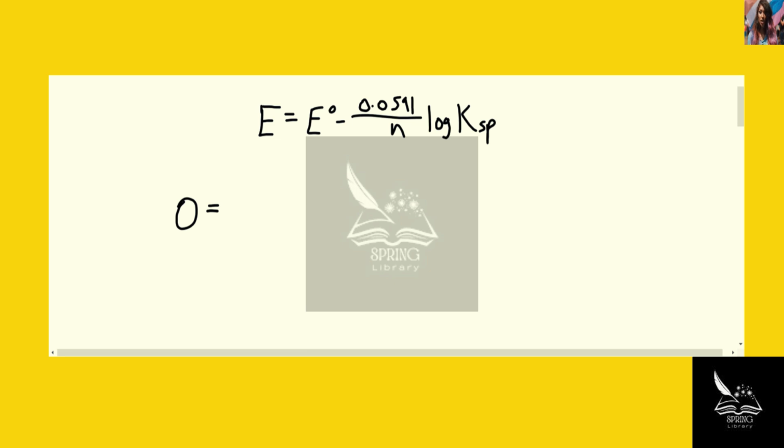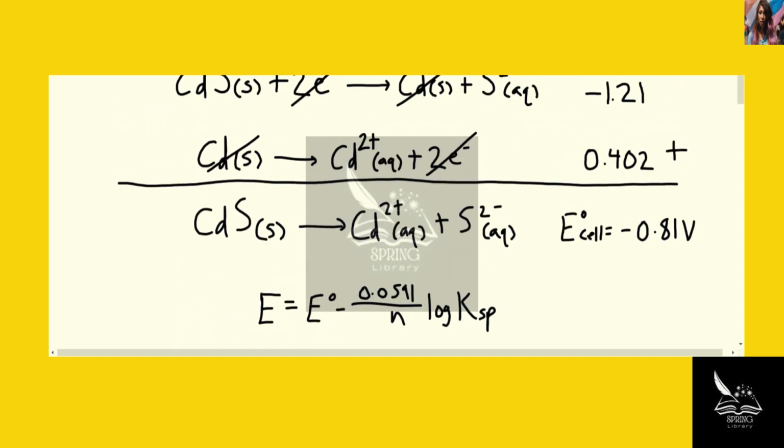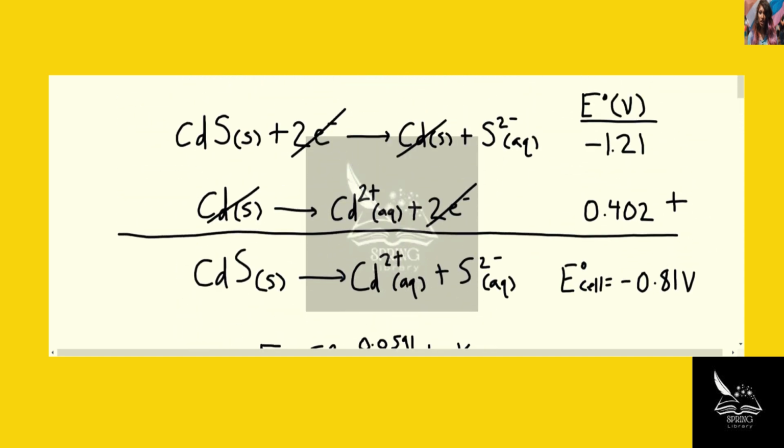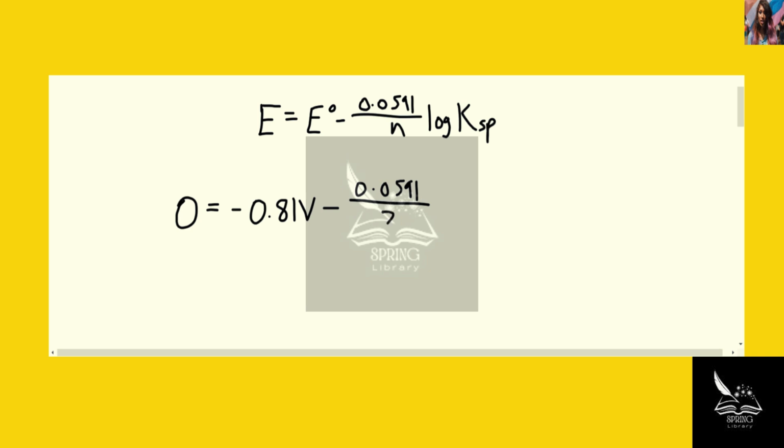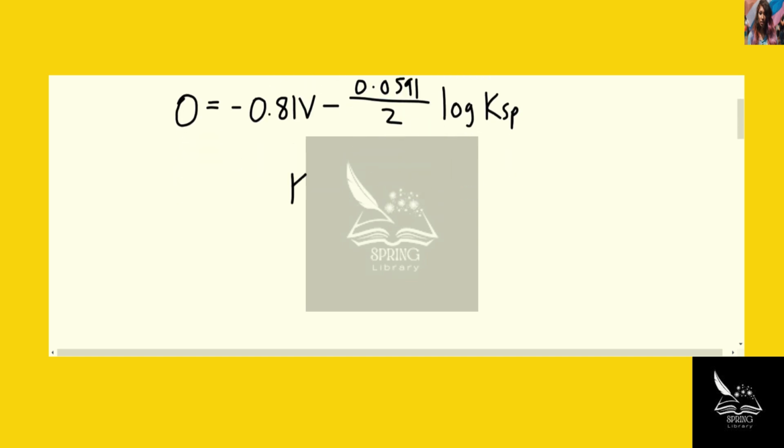So at equilibrium, the cell potential is 0. This is equal to the cell potential at standard conditions, which is negative 0.81 volts minus 0.0591 over n. And we cancel that 2 electrons when we combine those equations, times the log of Ksp. So now we have everything that we need to rearrange this equation and solve for Ksp. And when we do that, we get a final answer for that value to be about 3.9 times 10 to the power of negative 28.